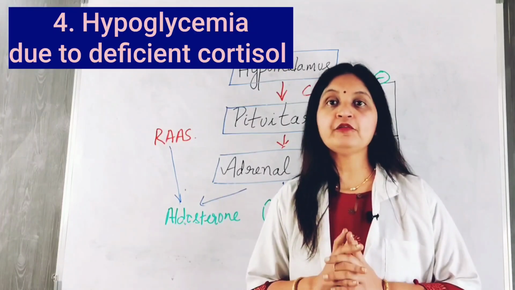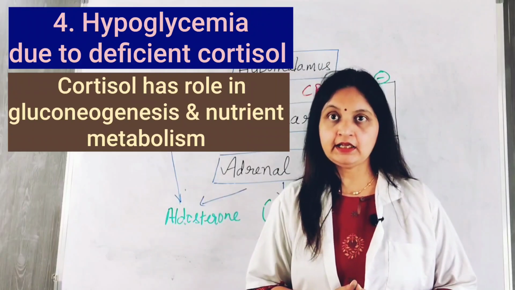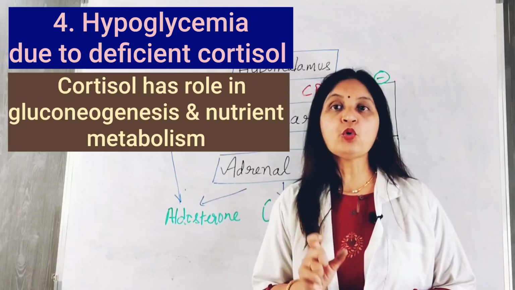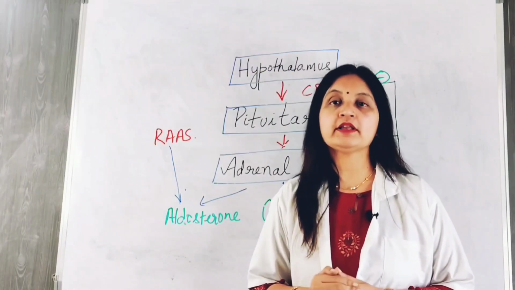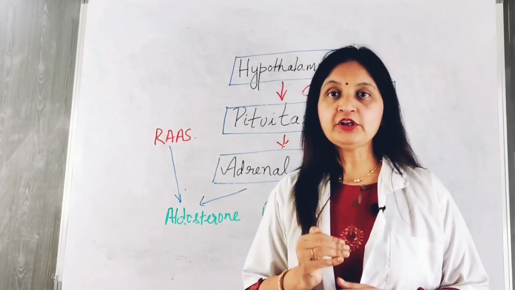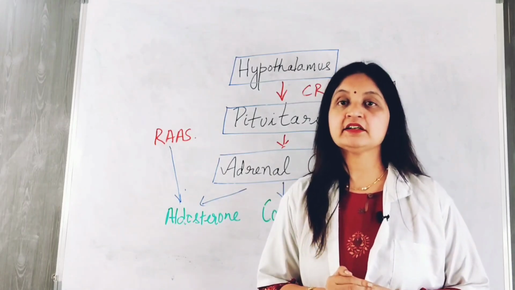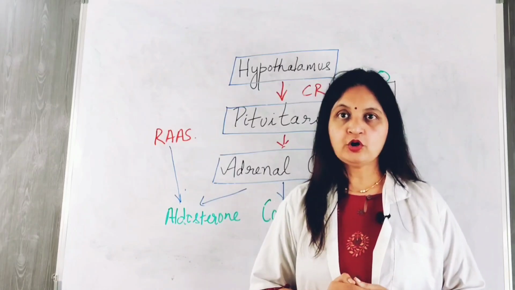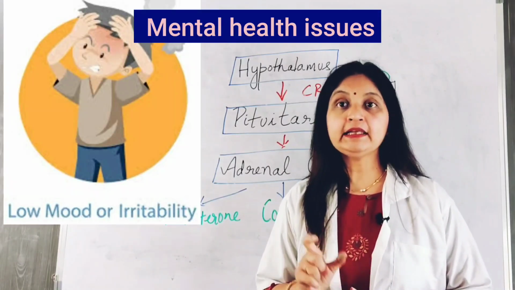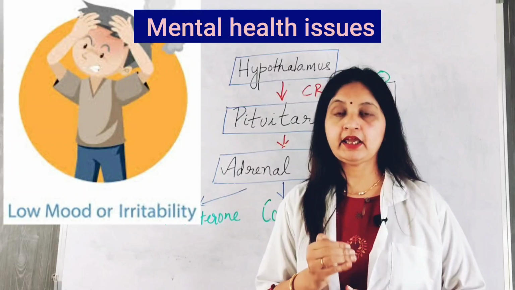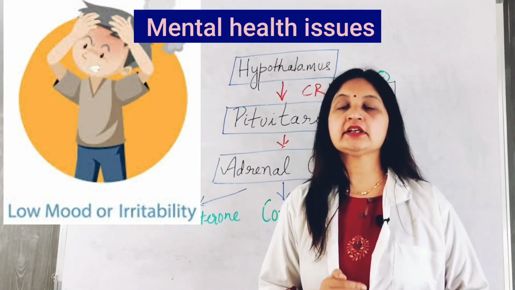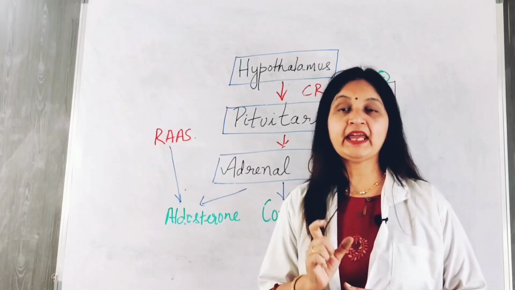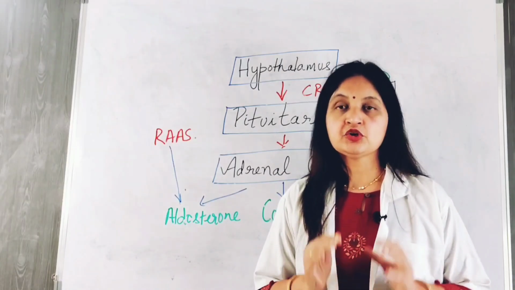Fourth, hypoglycemia or frequent episodes of low blood sugar can occur. This is because of deficiency of cortisol, which plays an important role in gluconeogenesis and nutrient metabolism. So because of decreased gluconeogenesis, the blood glucose level in the circulation decreases, and this can cause hypoglycemia. Also, deficiency of cortisol can cause mental health issues such as irritability, insomnia, mood dysregulation, or depression. And this is because cortisol plays an important role in brain function and mood regulation.